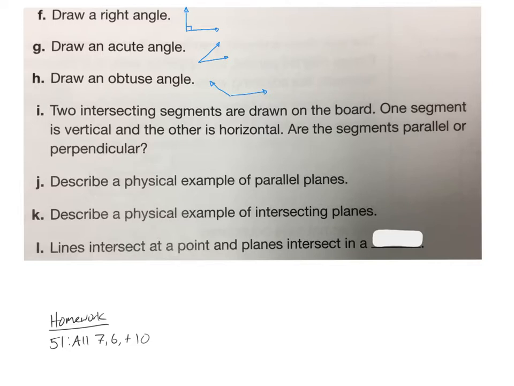Two intersecting segments, this is I now. Two intersecting segments are drawn on the board. One segment is vertical and the other is horizontal. Are the segments parallel or perpendicular? So let's draw that real quick. Here's a vertical one, at least approximately vertical, and here's a horizontal one, at least kind of horizontal. Remember, parallel, like those L's in there, never cross each other. They're like train tracks or something. So in this case, this would be perpendicular.